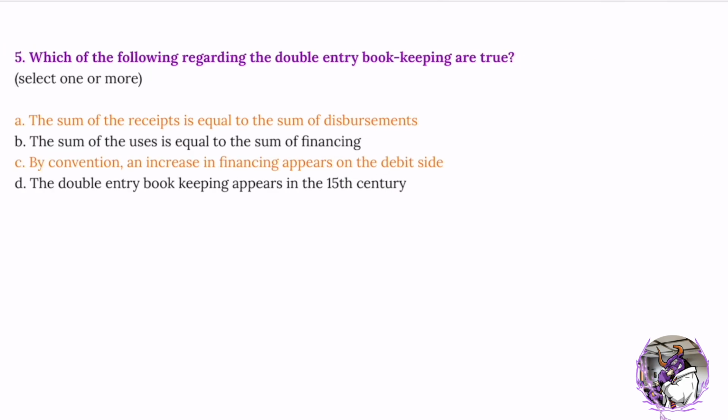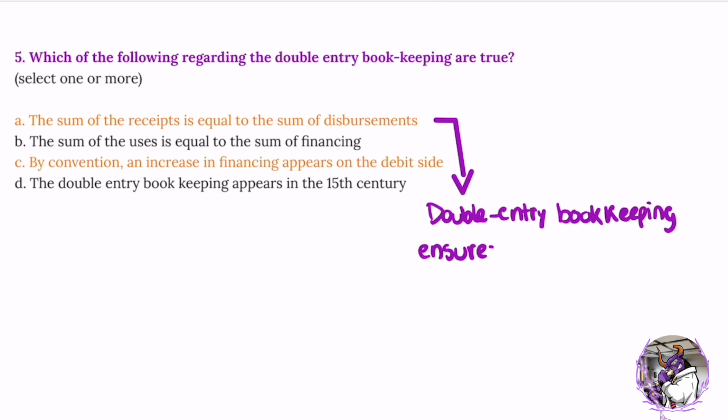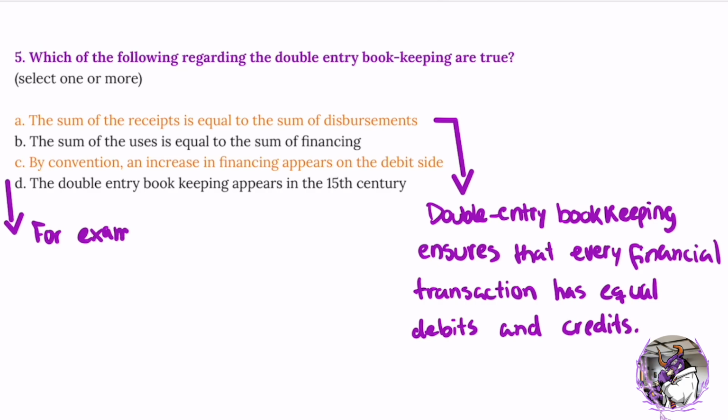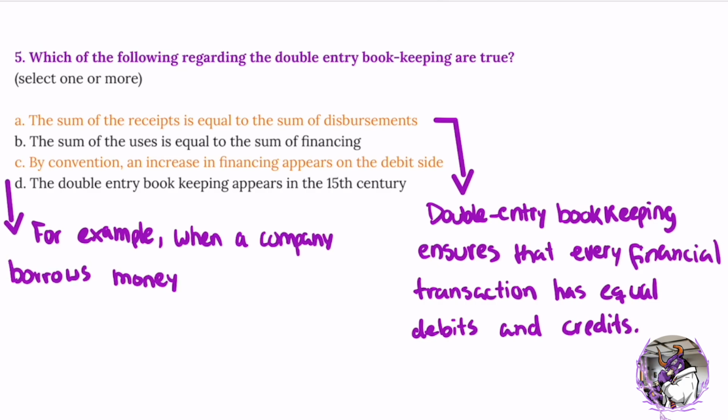Question number 5. Which of the following regarding the double entry bookkeeping are true? The correct answers are A and C. A, the sum of the receipts is equal to the sum of the disbursements because of the double entry bookkeeping that ensures every financial transaction has equal debits and credits. And option C, by convention, an increase in financing appears on the debit side.